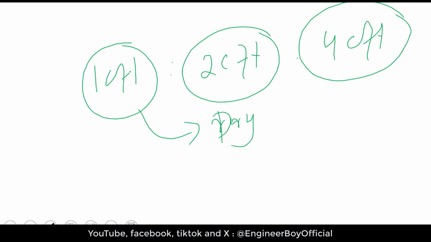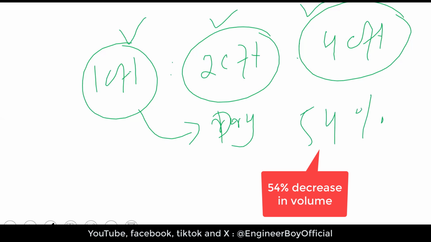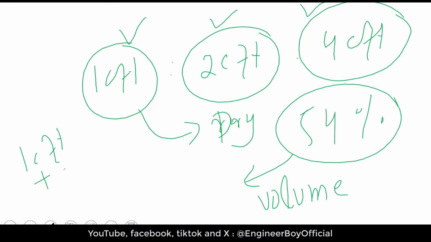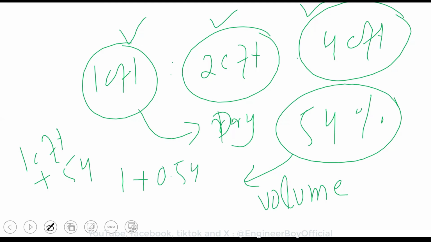Now, we know in advance that after adding water or mixing these three materials, we may have a shortage of 54%. Is that clear? That's why we add in advance. We add 54% volume in advance. This is the basic concept. So for 1 CFT, if you add 54%, it means 1 plus 0.54. This becomes 1.54 for 1 CFT. So this is how we have 1.54.